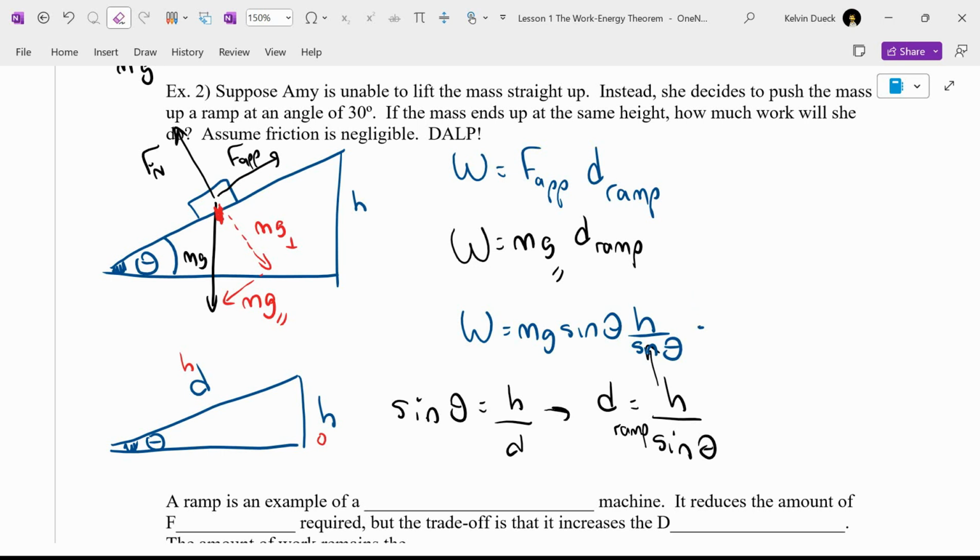Yeah, in fact, here's the nice thing about work. It's a scalar. That mgh will work no matter what path you take, whether you lift it straight up or whether you did a path like that. As long as you end up 5 meters above where you started from, it's mgh. What this means is this is going to be a really good tool to analyze from the side things like roller coasters that have curvy slopes.